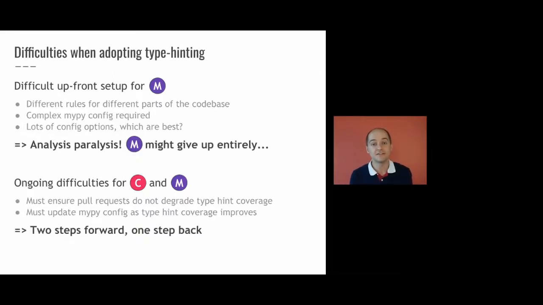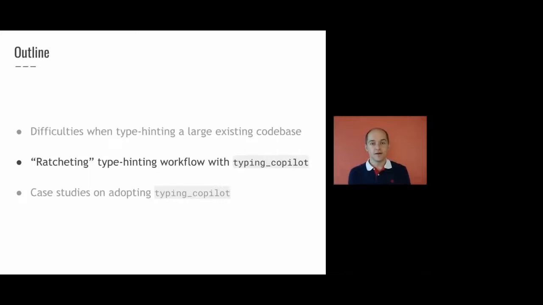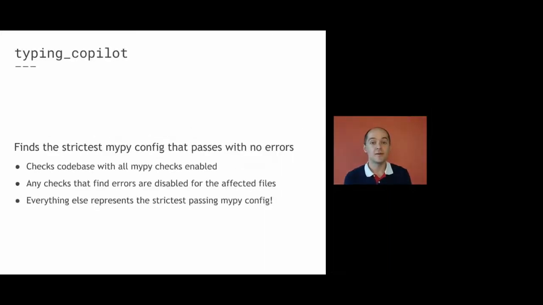Given these difficulties, it's not at all surprising that not many existing untyped projects are in the process of adopting static typing. Typing Copilot is designed to enable a workflow that addresses both of these points of friction. Typing Copilot finds the strictest possible MyPy configuration that does not produce any errors for your project. Under the hood, Typing Copilot runs MyPy with all checks enabled, then disables any checks that produced errors only for the files where the errors are produced. The remaining MyPy configuration is the strictest possible one for your project. No additional check can be enabled for any file without producing a MyPy error.